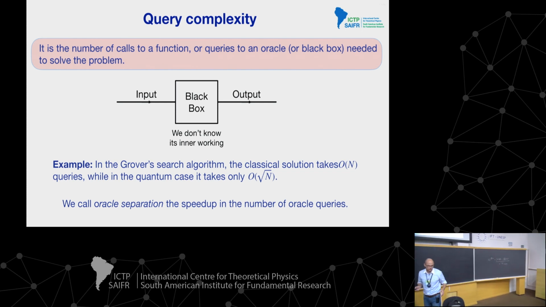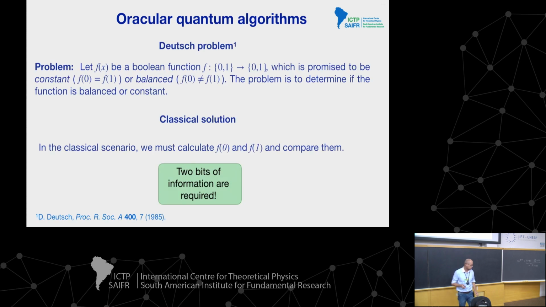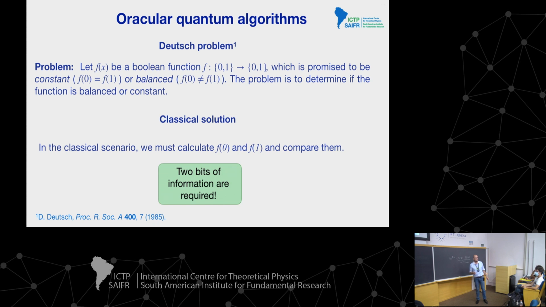So our task here is to apply these ideas in a simple example. Probably you already heard about the Deutsch algorithm, Deutsch-Jozsa, and Grover algorithm. Yet or not? Okay. If not, please just ask.